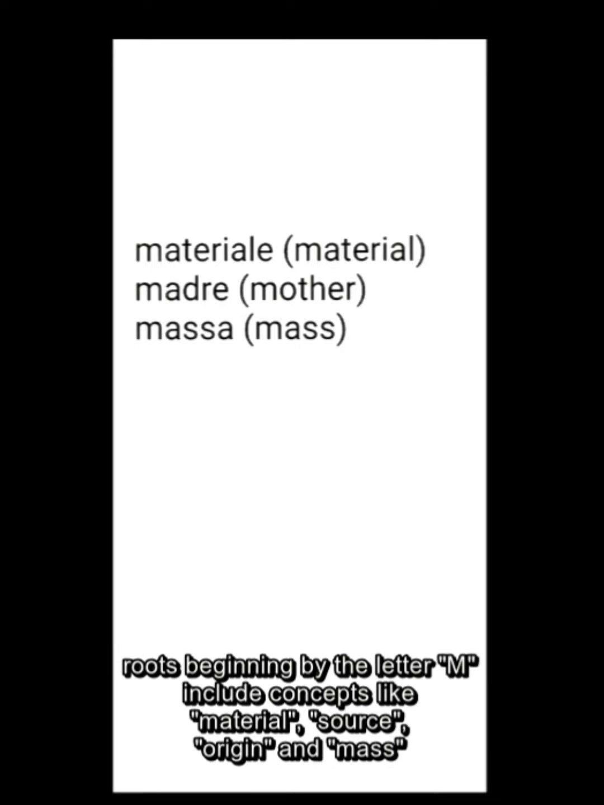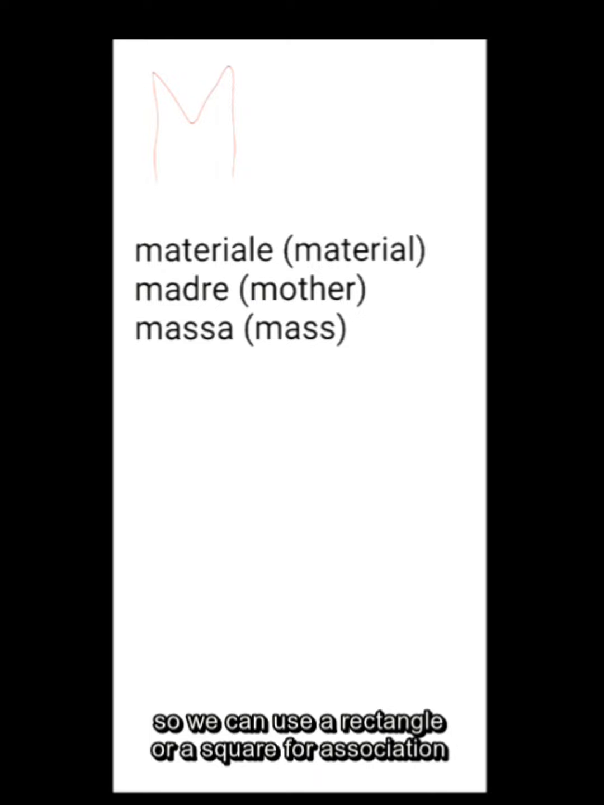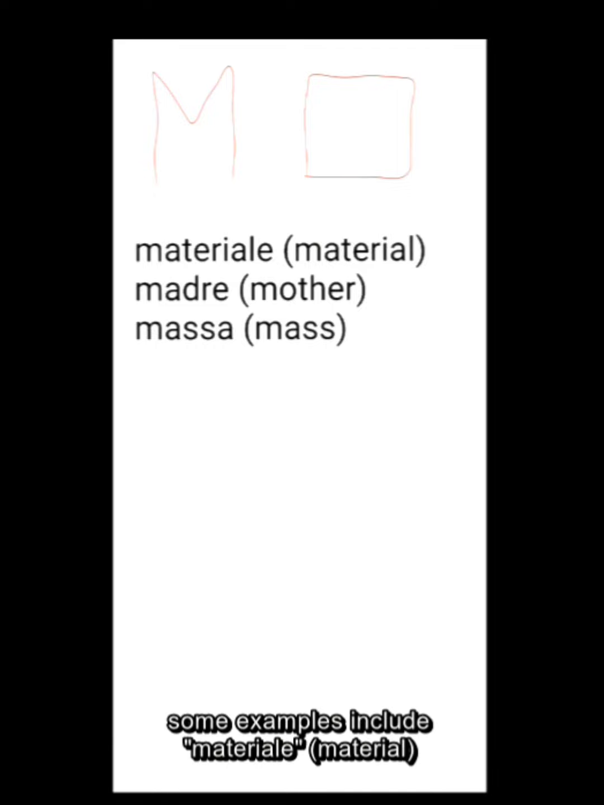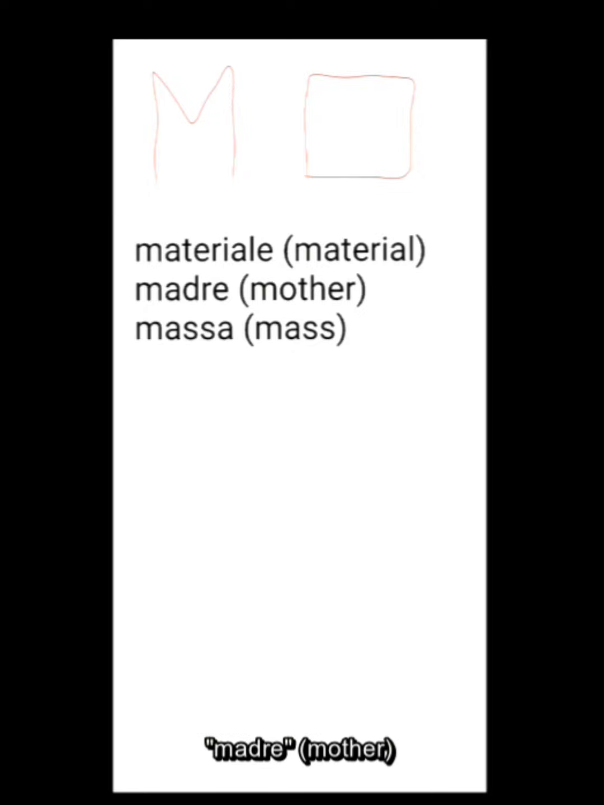Roots starting by the letter M include concepts like material, source or origin, and mass. So we can use a rectangle or a square for association. Some examples include materiale, material, madre, mother, and massa, mass.